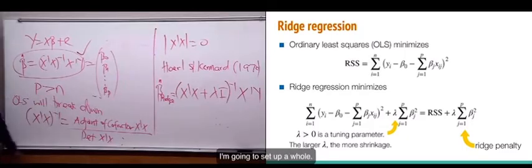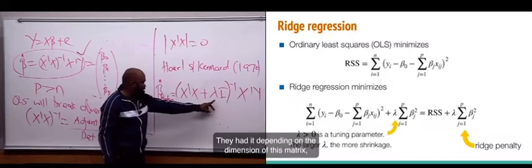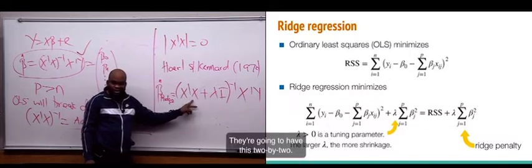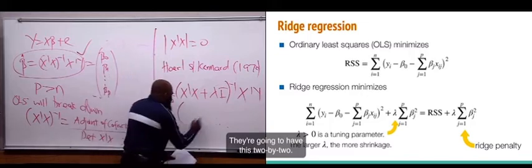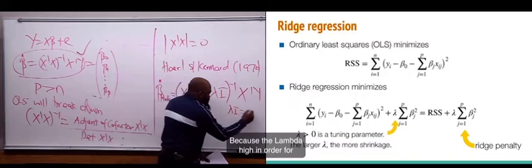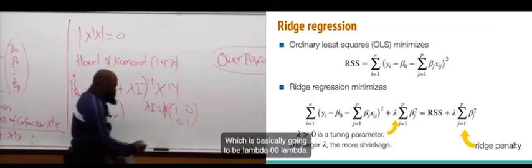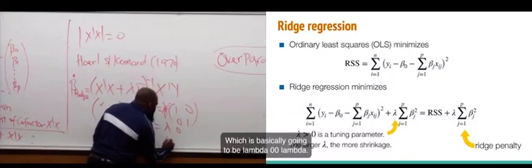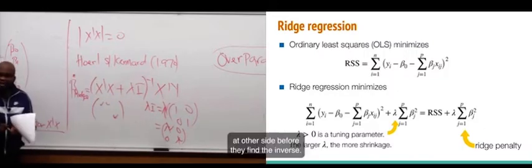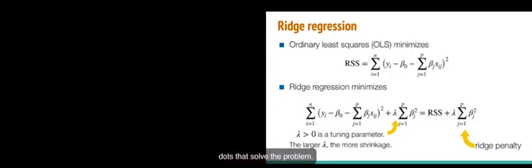I'm going to say that again. Hoerl and Kennard did that in 1970. Depending on the dimension of this matrix, if it is 2 by 2, they added something here and here. Because the lambda I, don't forget, is basically the matrix 1 0 0 1 times lambda, which is basically going to be lambda 0, 0 lambda. So this is being added before they find the inverse, and they realized when they did that, that it solved the problem.